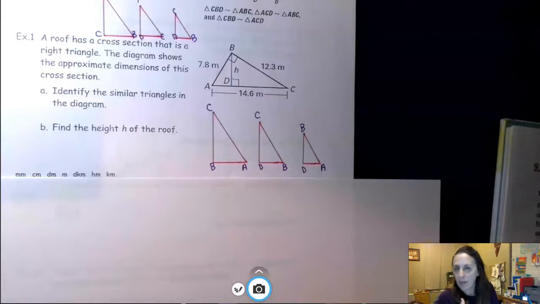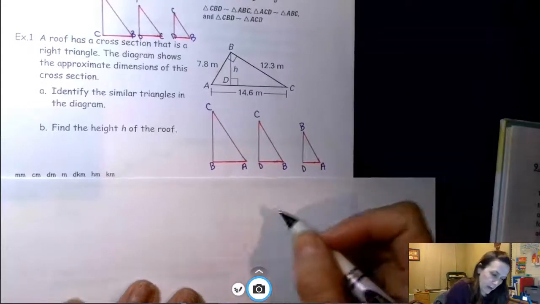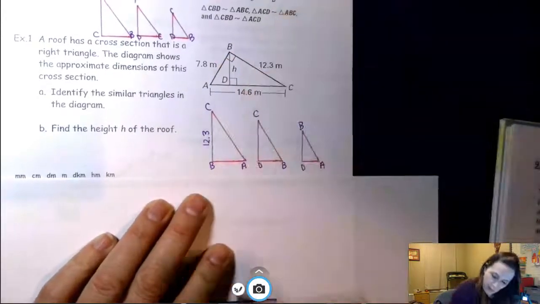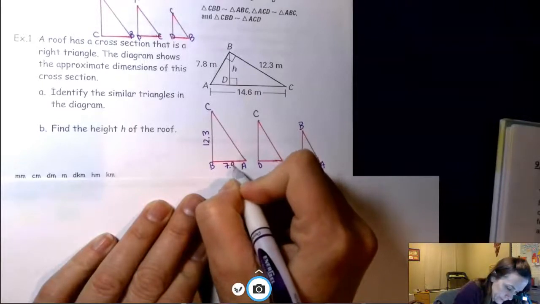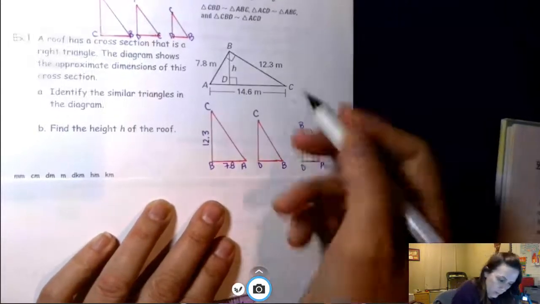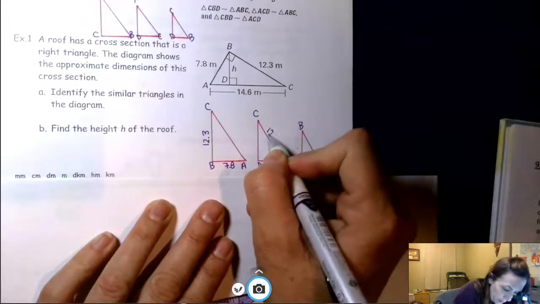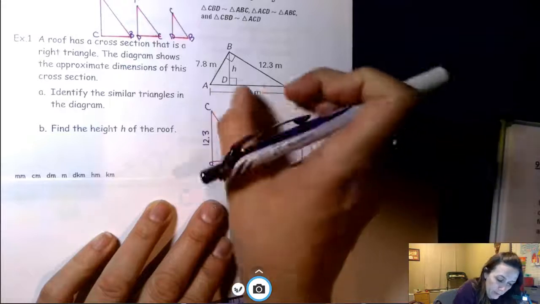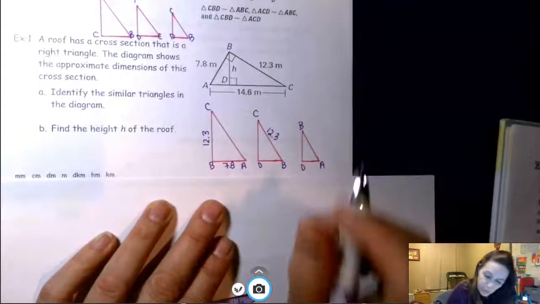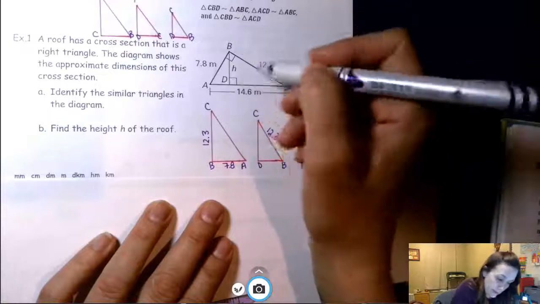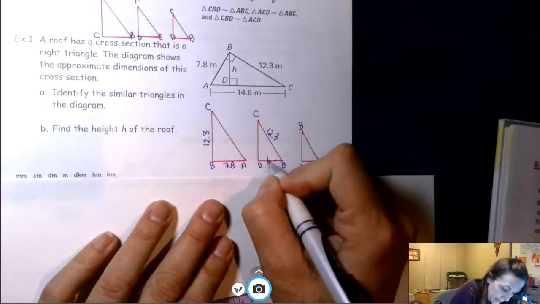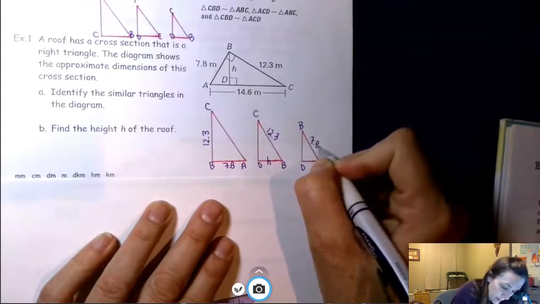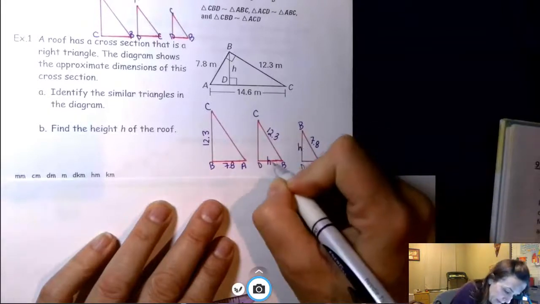Now, I want to label everything I know about the triangles. So I know that CB is 12.3. I know the bottom here is 7.8. I know that in that medium one, the only thing I know about the medium one is 12.3 right now. The hypotenuse, I don't know this leg because I know that whole value. I don't know the piece of it. I do know that this is a variable. DB is a variable, so I can go ahead and put an H here. Over here I have 7.8. And then I know that this is my H in this case.